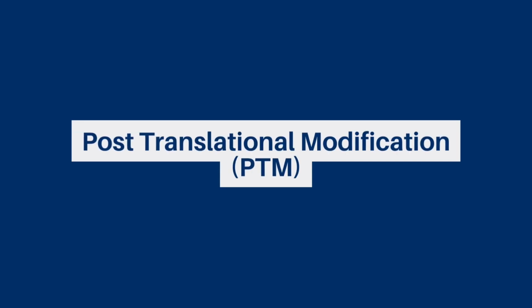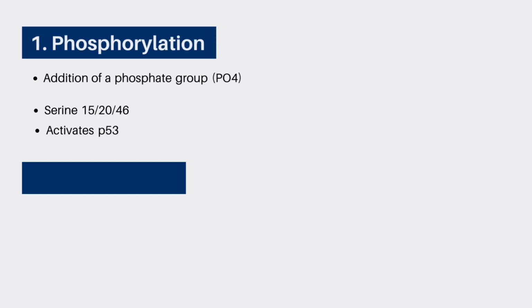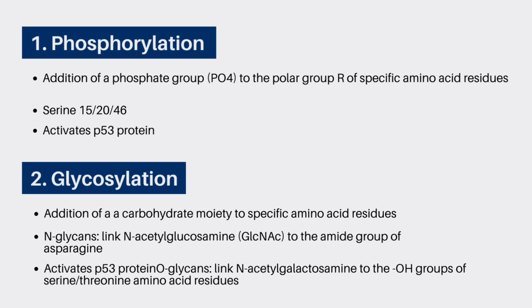Post-translational modification is a process by which a protein's structure and function are modified after it has been synthesized from the corresponding gene. Phosphorylation is the addition of a phosphate group to the polar group of specific amino acid residues. For instance, phosphorylation of serine 15, 20, and 46 activates p53 protein.